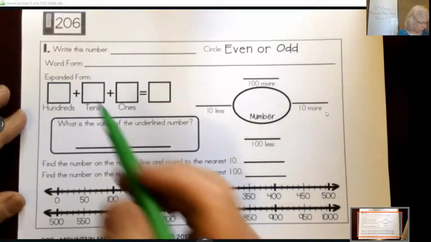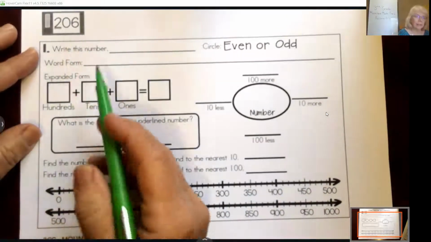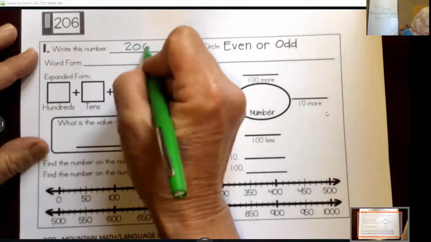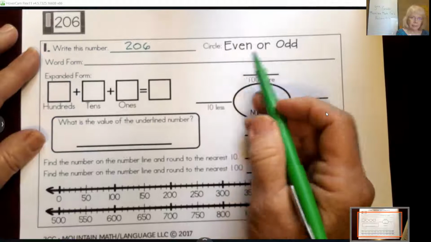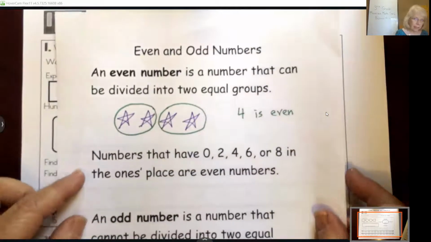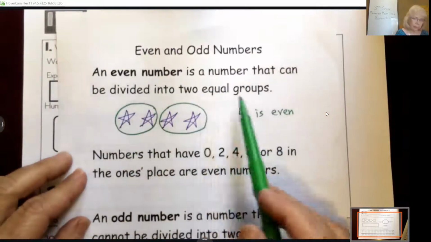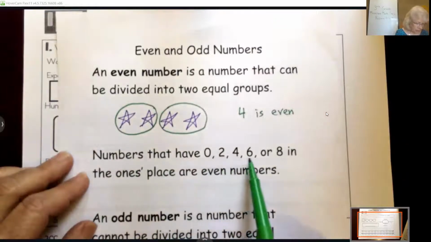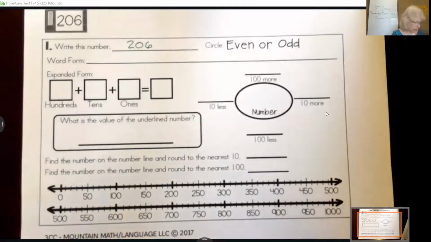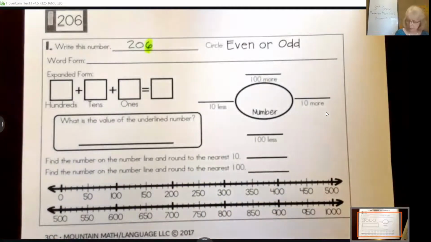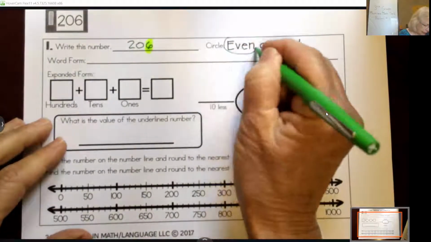Here is problem number 1, and they give us this number and ask us to write the number, which is 206. Our first one is: is it even or odd? Go back to our quick review on even or odd. An even number is a number that can be divided into 2 equal groups. Numbers that have 0, 2, 4, 6, or 8 in the ones place are even digits. So our ones place on this number, remember, is this first place value, and that makes our number even.